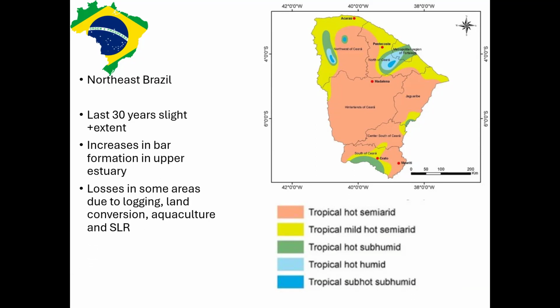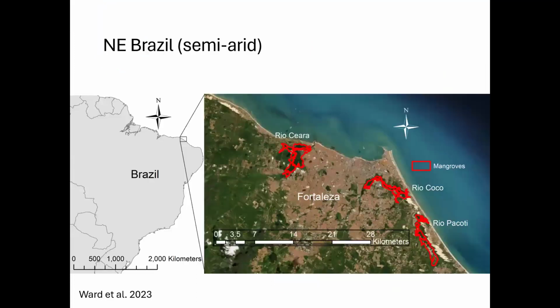There have been some losses in some areas, predominantly due to logging or land conversion. Some of that land conversion is through illegal settlements, and some of it's through legal settlements. Also, as a result of aquaculture conversion, and to a lesser extent, particularly in the fringing areas of the estuaries, you've had some decrease in the extent of the mangroves in the lower part of the estuary. Okay, so I said I was going to focus down on 3 specific areas.